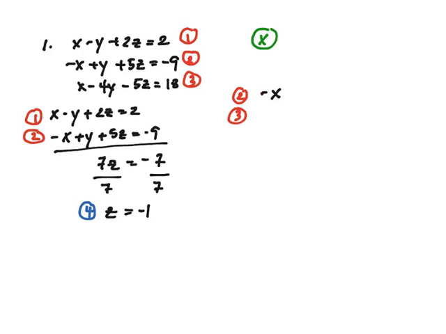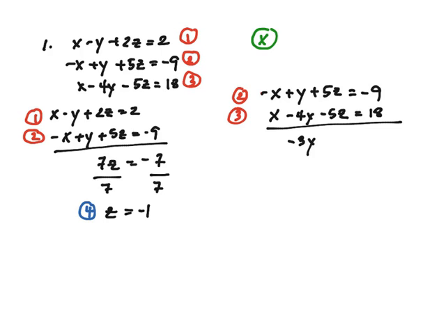So negative x plus y plus 5z equals -9. x minus 4y minus 5z equals 18. Okay, let's go ahead and add them. We get a 0. We have a -3y. We have another 0. And then what's that? We have 9. Okay, so I'm going to divide both sides by -3. So y equals -3.